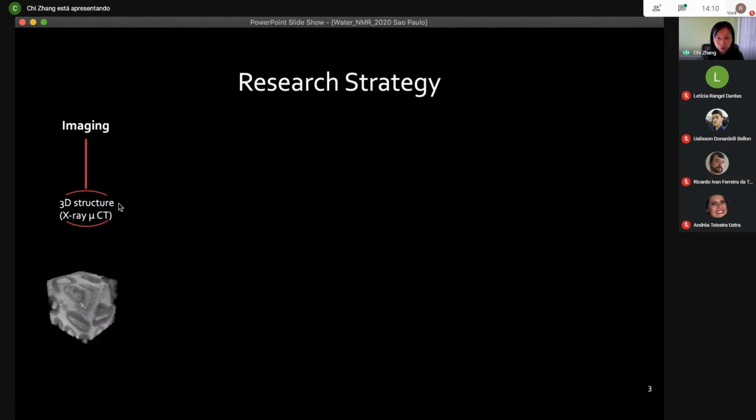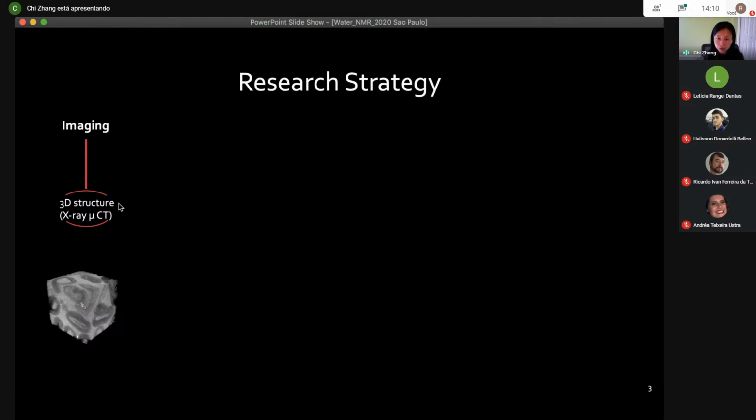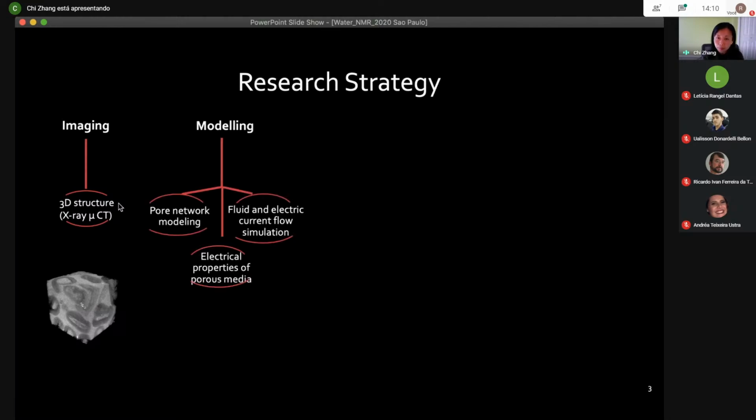So basically, in terms of the scale, from the pore scale, we take the microCT image of the rocks and we do some of the imaging to reveal the 3D structure of a rock or sediment that we're interested in. And then we combine some of the modeling effort, which has the fluid and electric current simulation, as well as the pore network modeling, and also coupled with geophysical responses, such as electrical response and NMR response simulation.